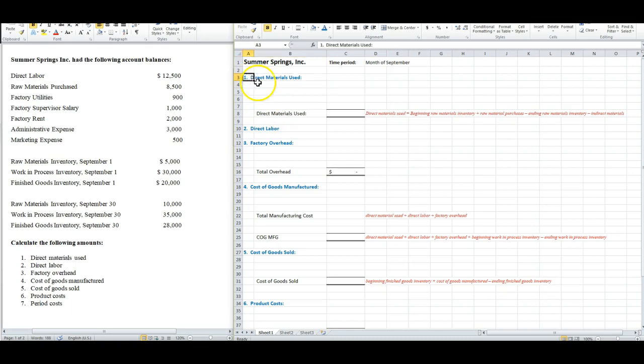Direct materials used are the materials used during production that can be directly traced to the item, which is why they're called direct materials. Direct materials come from the raw materials inventory account. So we need to start first with beginning raw materials inventory. And we said that was for September 1st. So we'll look at raw materials inventory on September 1st, and that's $5,000.